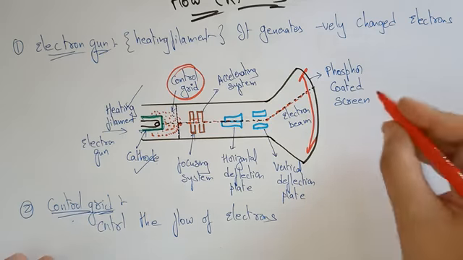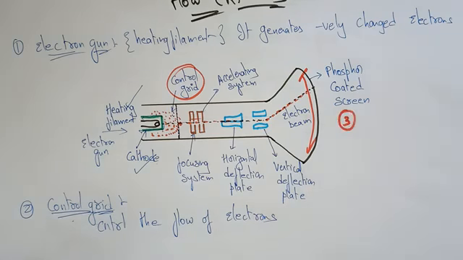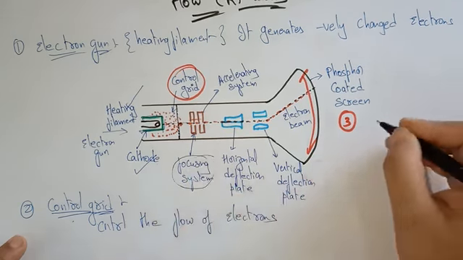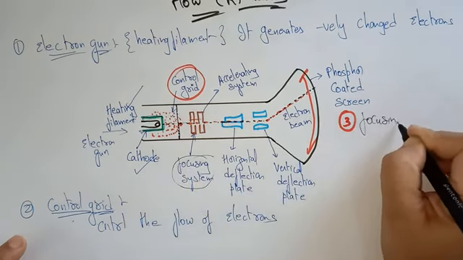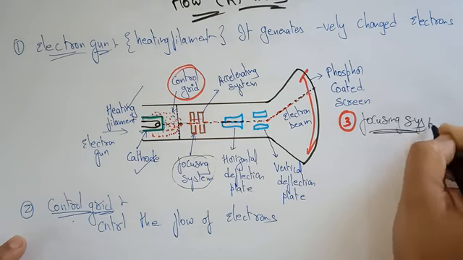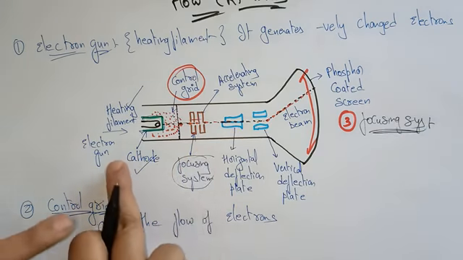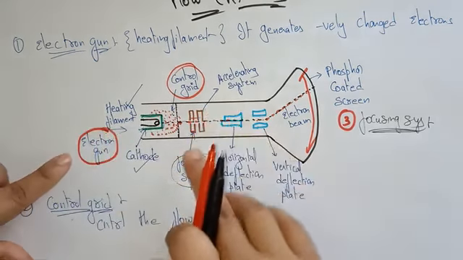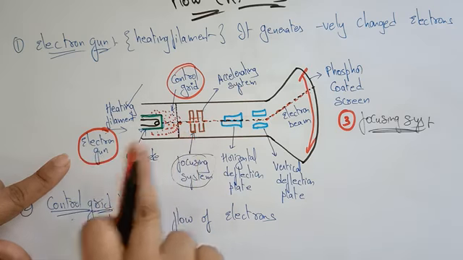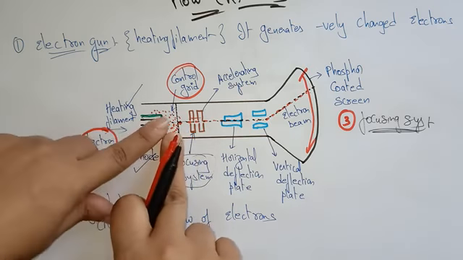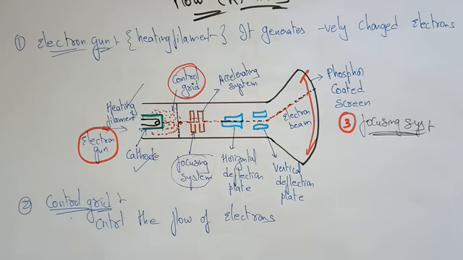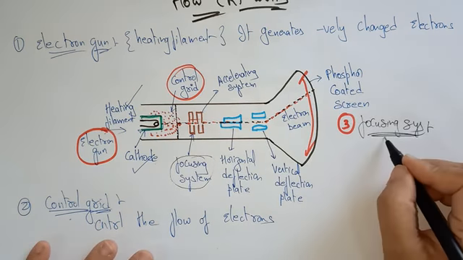So what is the next one? After the control grid, what is the next component? The focusing system. What is this focusing system doing? First, the electron gun is over, and then the control grid controls the flow of the negatively charged electrons. So the next component is the focusing system. What exactly is this focusing system doing? It is used to create a clear picture.